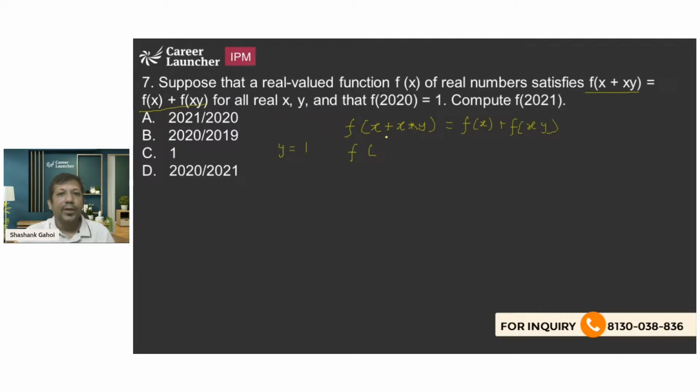So I'm going to get f of x plus x, that is 2x. That is equal to f of x plus f of x, that is 2 times f(x). Now I'm going to put y equal to 2. So I'm going to get f of x plus 2x, that is f of 3x. That is going to be f of x plus f of 2x. So f of 2x is 2 times f(x), so that is going to be 3 times f(x).